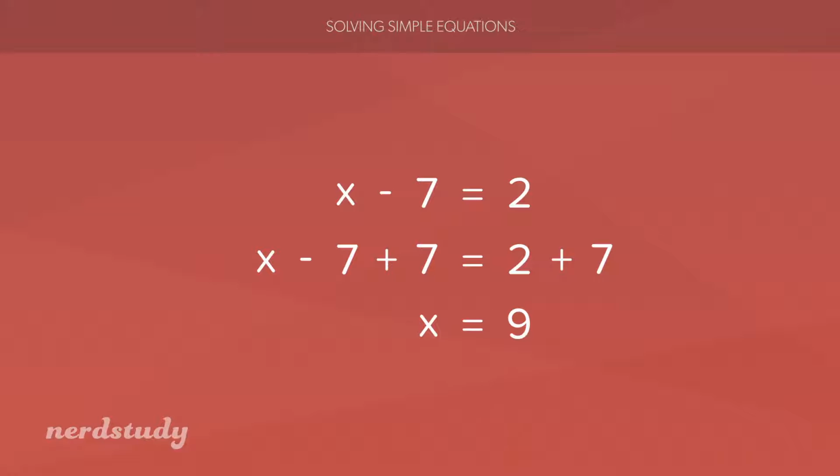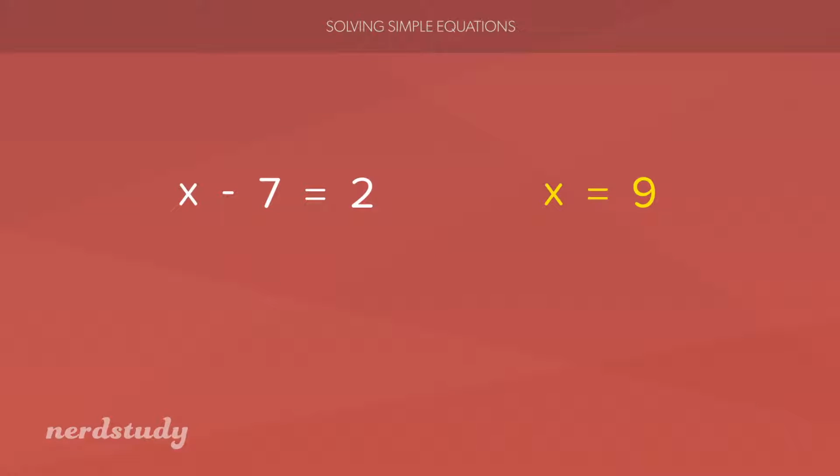And if we ever want to double check to see if we correctly found the value of the variable in this equation, just substitute your answer in the equation to see if you arrive upon a true statement. For example, when we substitute our answer 9 for x, we get 9 minus 7 equals 2, which is 2 equals 2. This is a true statement, and thus we know that our answer is correct. Pretty easy, right? Now let's try another example with multiplication in there.